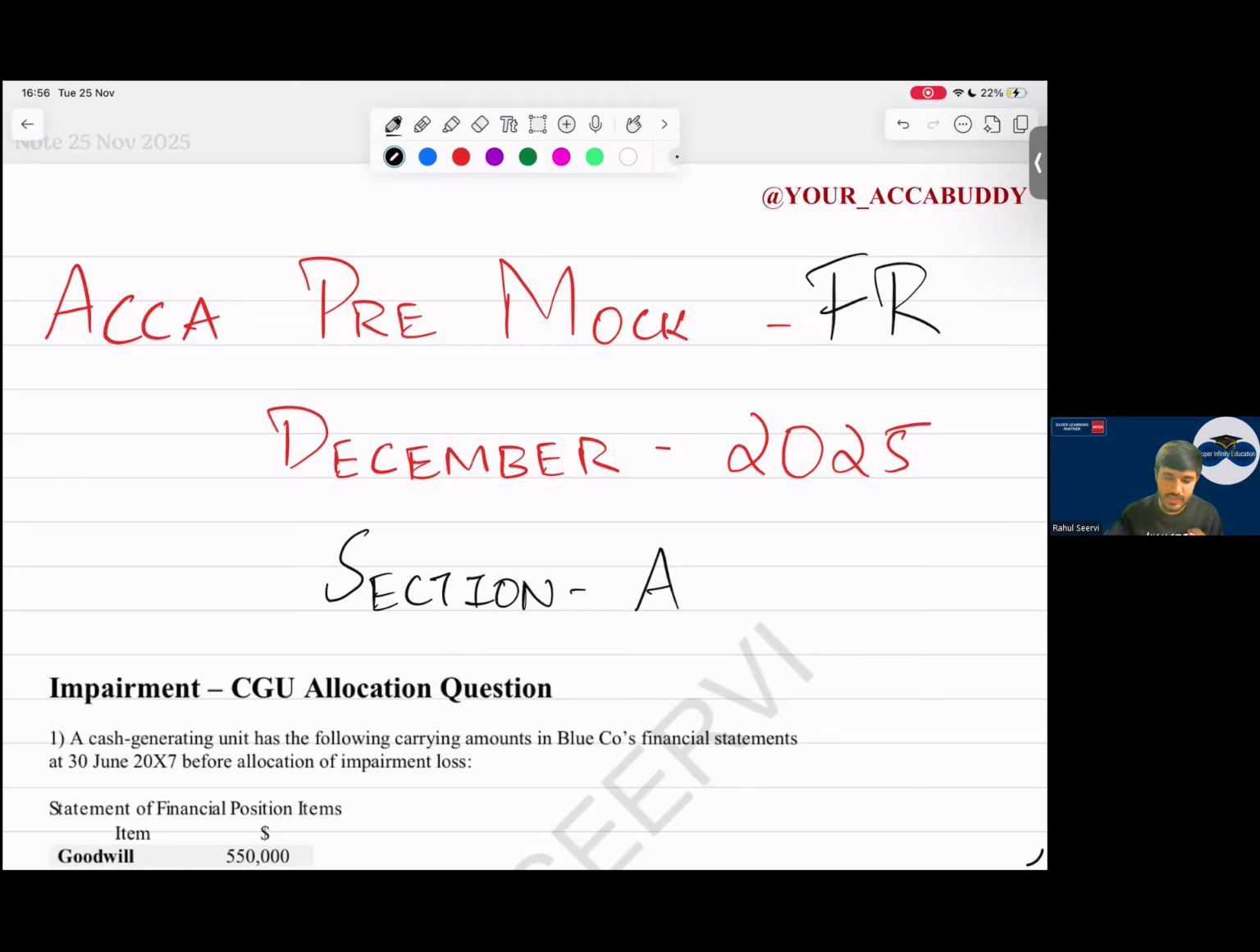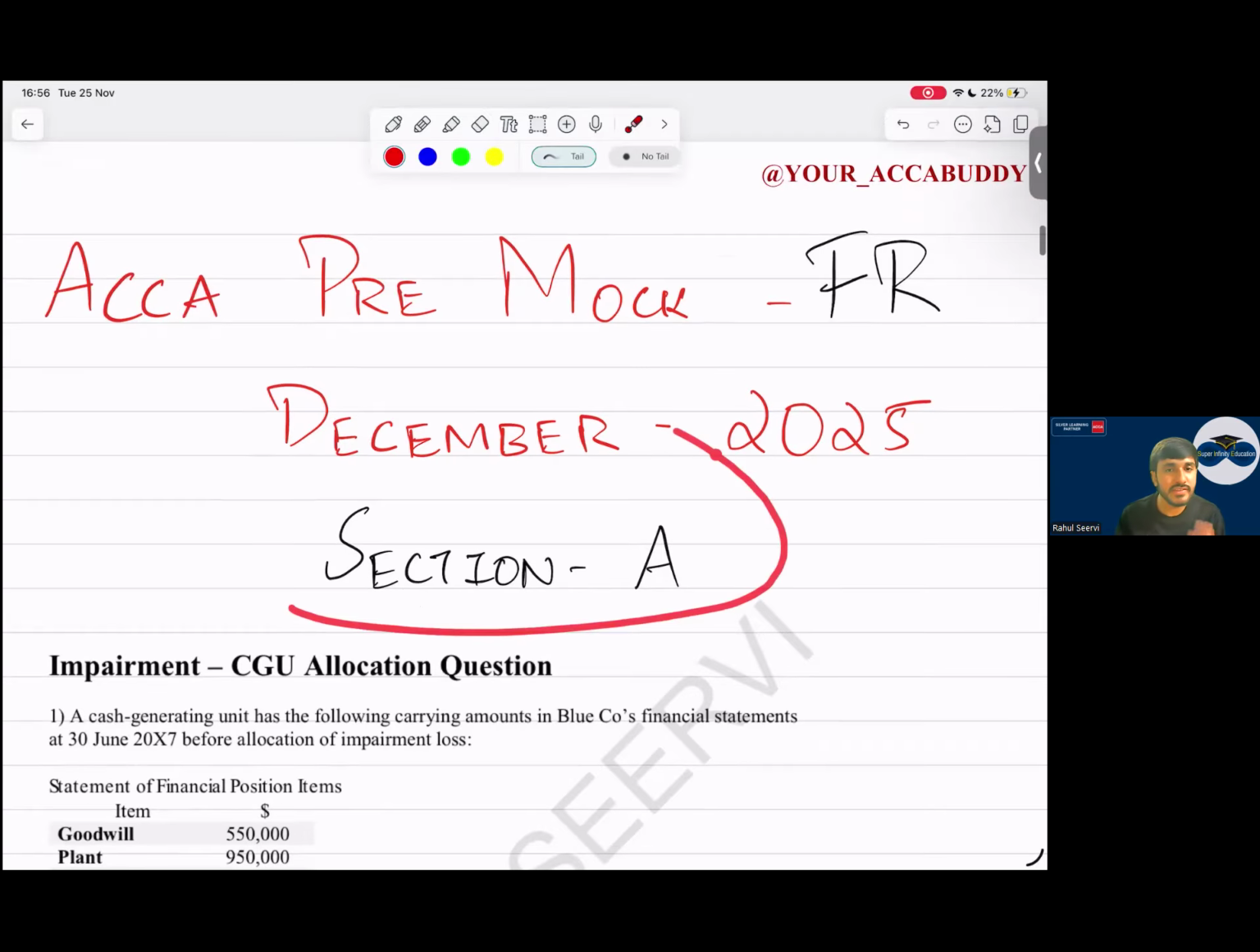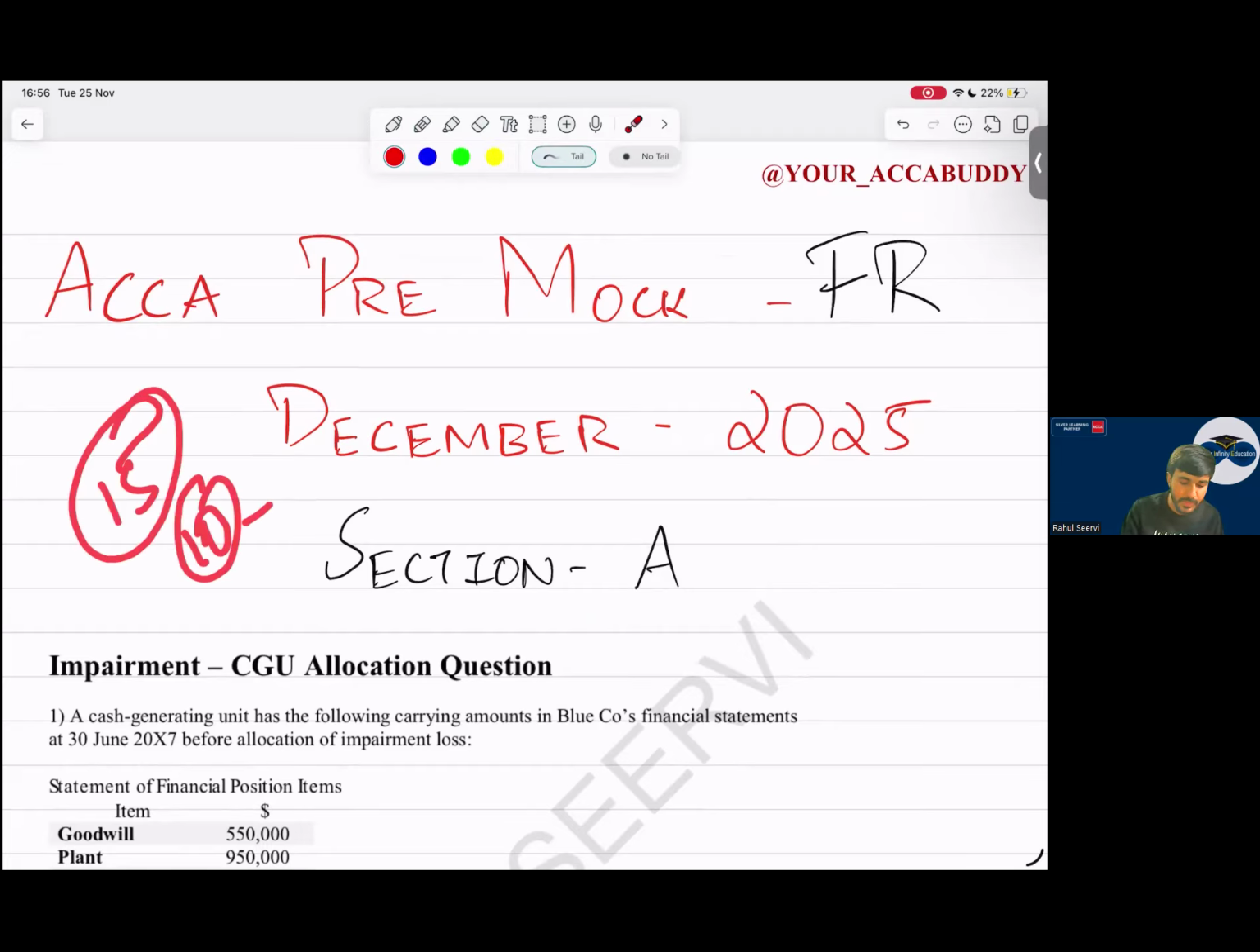So now this is the ACCA pre-mock which has been published by ACCA. It's about FR, not SBR. We are doing the FR mock. Now section A. In section A, as you know, 15 questions will come, each of 2 marks. As I mentioned in the class, out of 15, you should aim for scoring 10. 10 should be right.